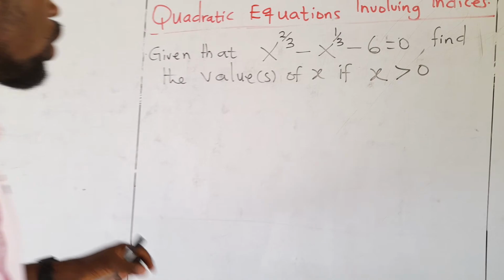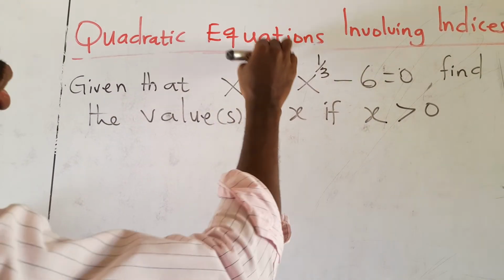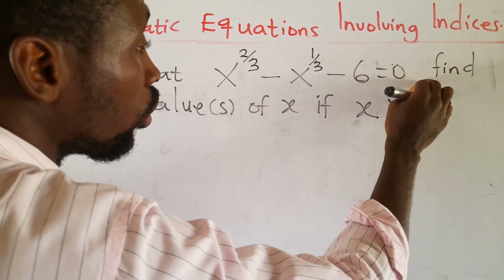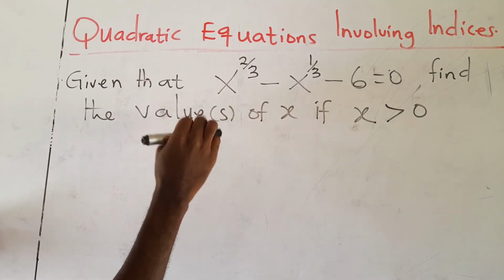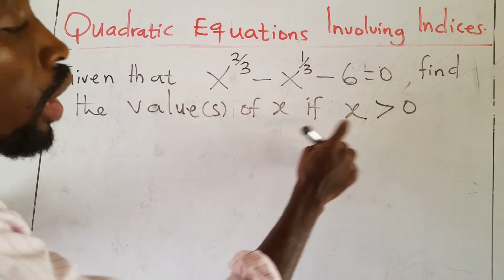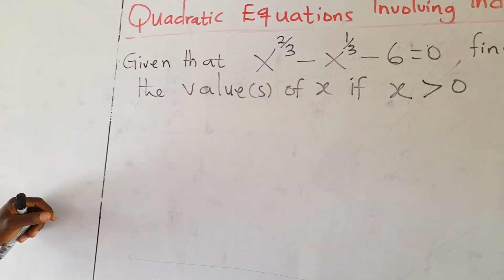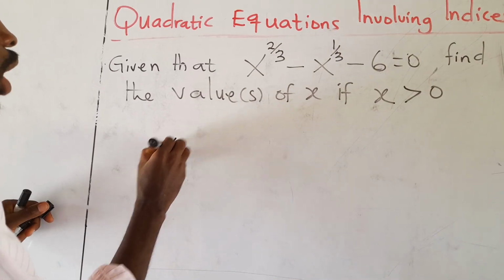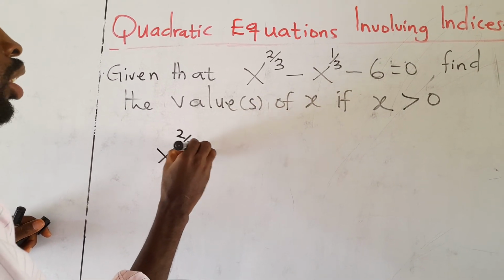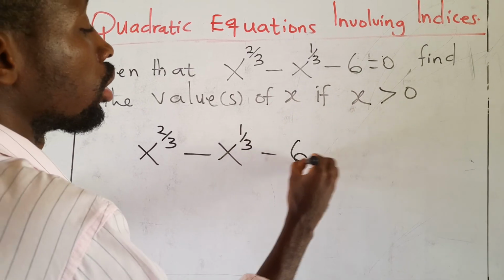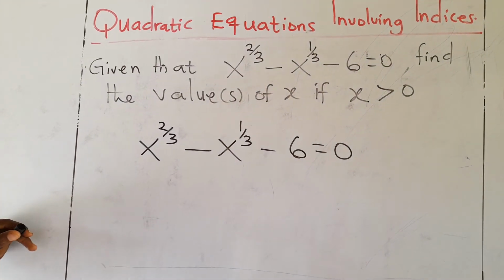Now let's get into it. They say, given that x exponent 2 thirds minus x exponent 1 third minus 6 is equal to 0, find the value or the values of x if x is greater than 0. So how do we solve this? We have x exponent 2 thirds minus x exponent 1 third minus 6 is equal to 0.